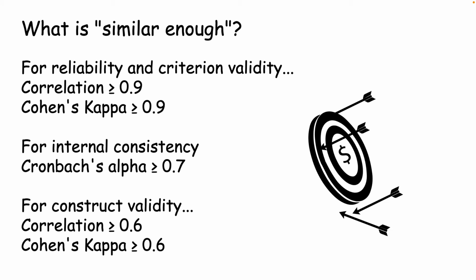For internal consistency, if you use Cronbach's alpha, you're looking for a value greater than 0.7. For construct validity, where we're measuring two different instruments, we have lower expectations for agreement. Acceptable construct validity is a correlation or Cohen's kappa of greater than 0.6.